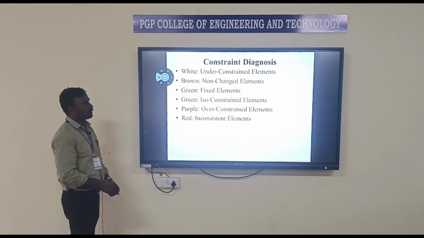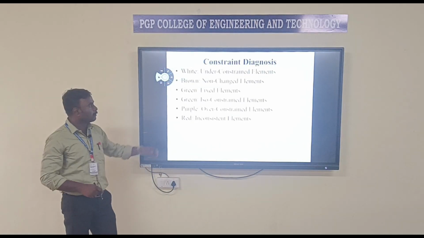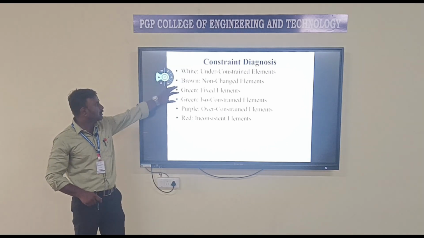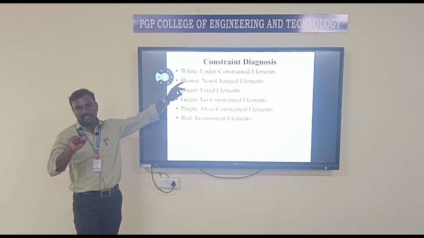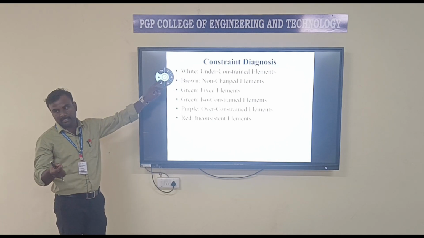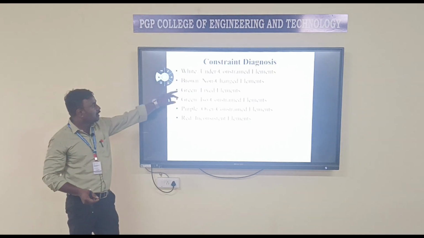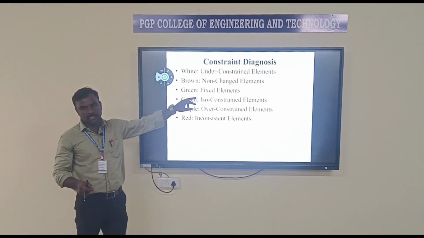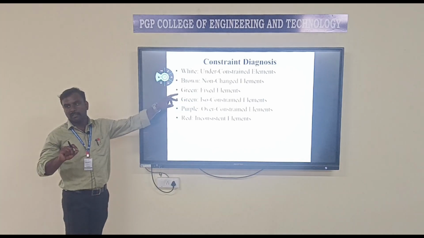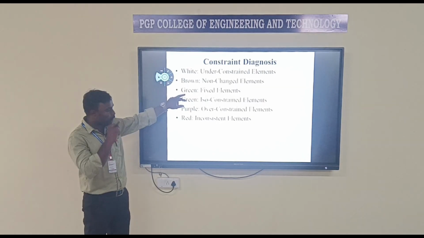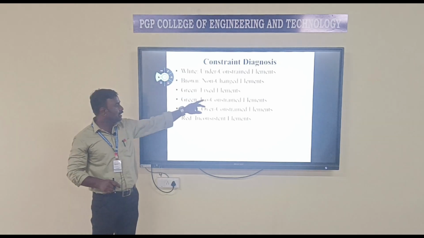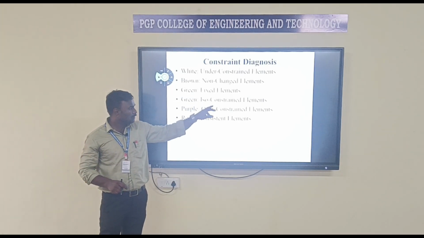There's a constraint diagnosis available, so there are a number of colors. First, the white color specifies under constraint. Under constraint means that line has not gone through the constraint option. Brown color means non-changed elements. Non-changed element means you can't change that parameter of the particular geometry. Next, green is fixed element or iso constraint element.